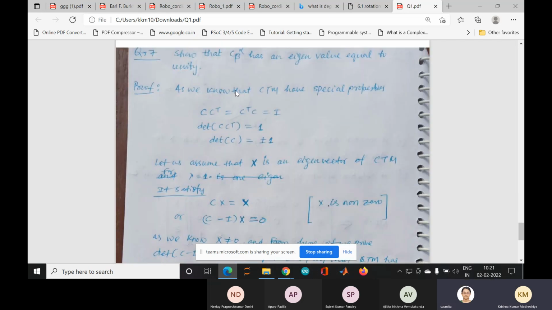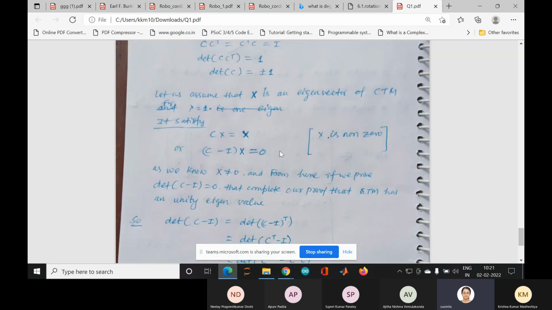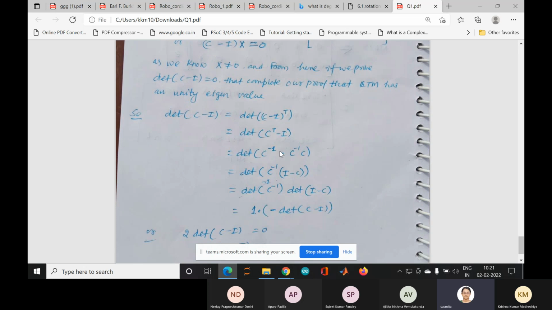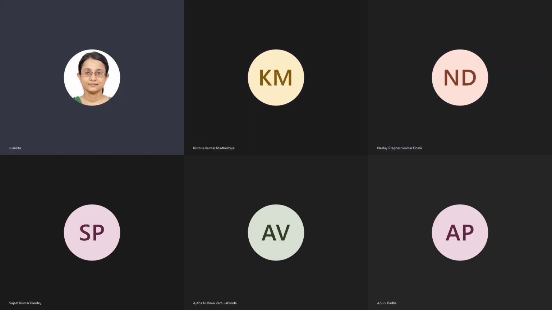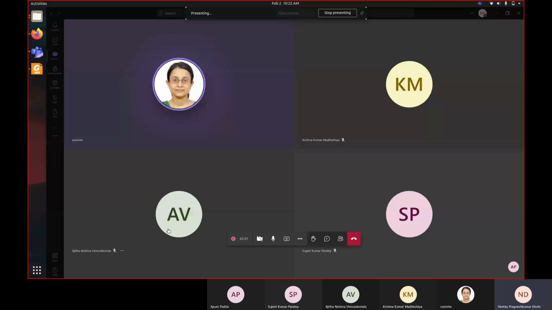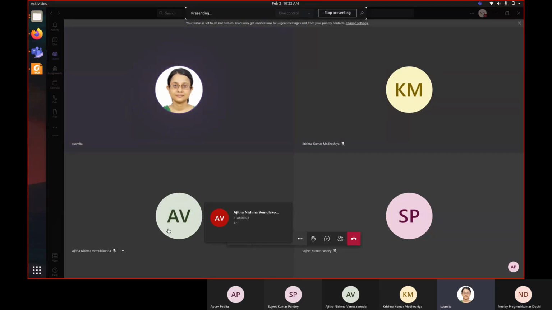Next, and this is 7th number. We have to prove that eigenvalue is 1. Okay, this you can explain tomorrow. Okay, I'll go to the next person. Okay, thank you, ma'am. Who will explain next? Quickly. Sujit? Ma'am, I can explain. Nila, okay.